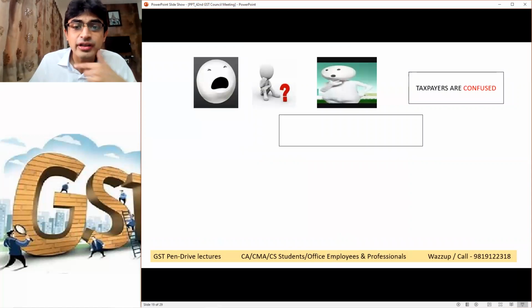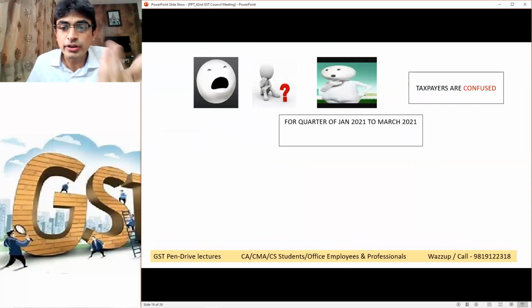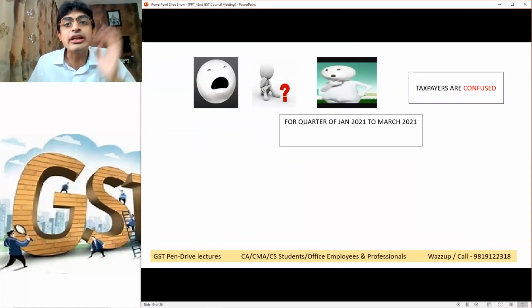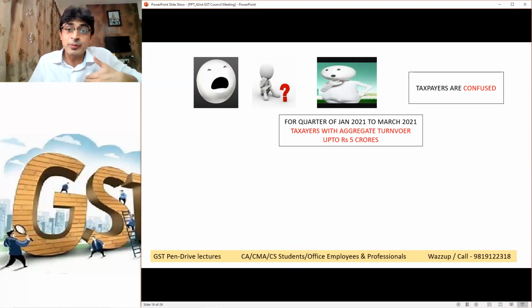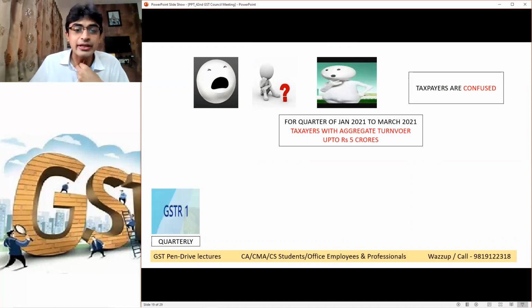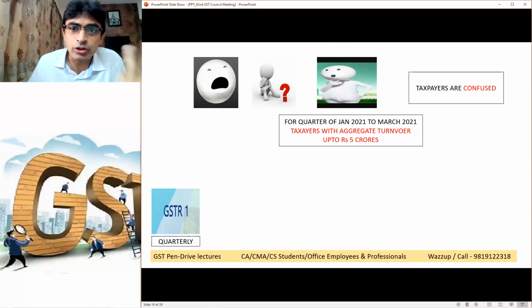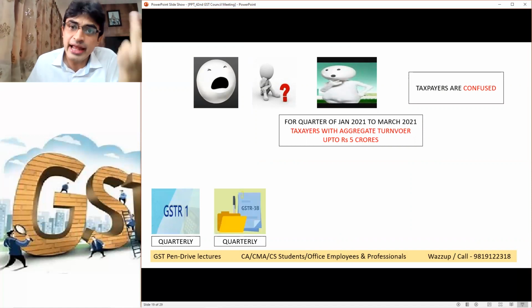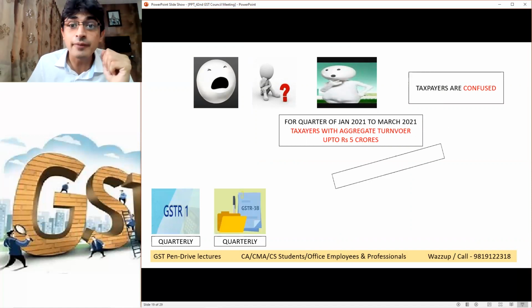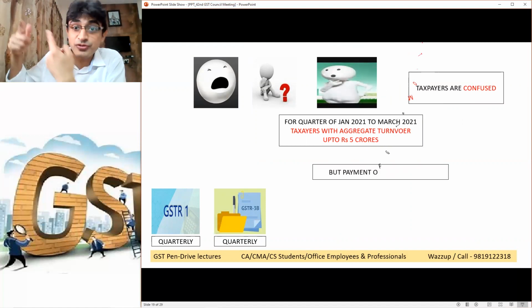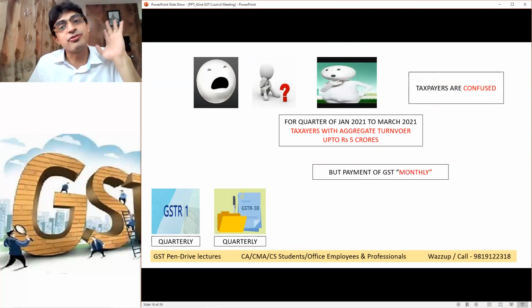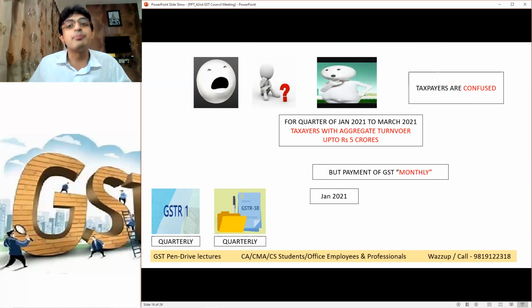Taxpayers are confused. What is this? Suppose for the quarter of Jan to March 2021, I am a taxpayer with aggregate turnover up to 5 crore. I will file GSTR 1 quarterly. I will file GSTR 3B quarterly. But when it comes to payment of GST, that will always be continued as monthly.